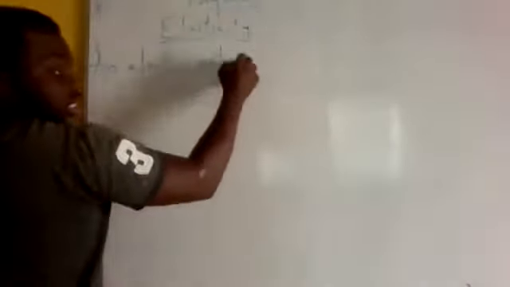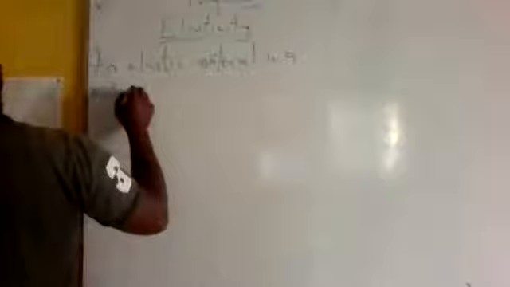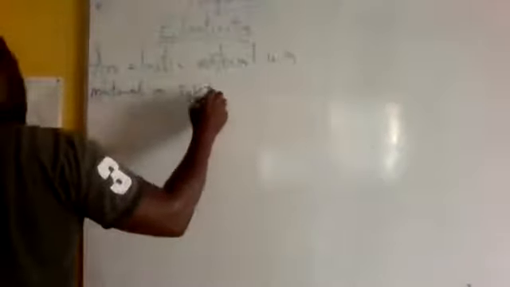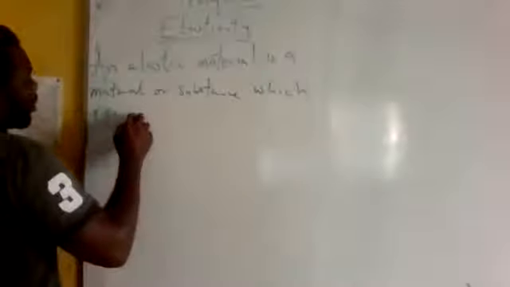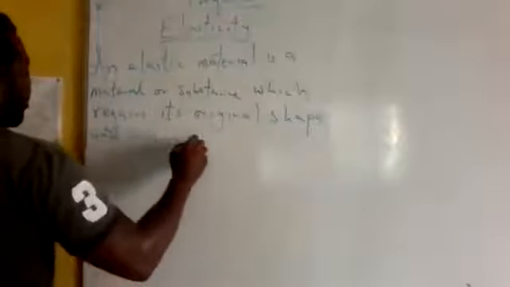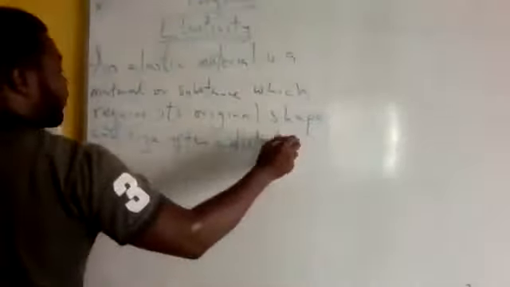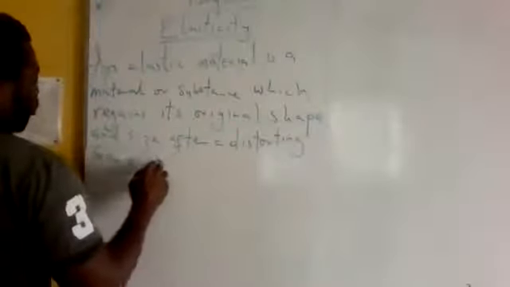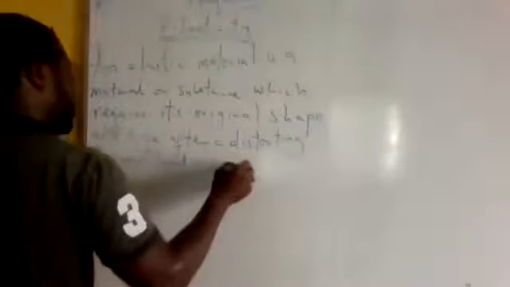An elastic material is a material or substance which regains its original shape and size after a distorting force or load is applied. That is the definition of an elastic material.